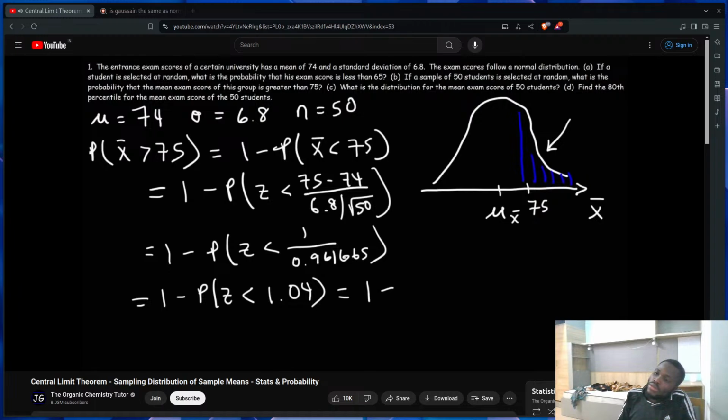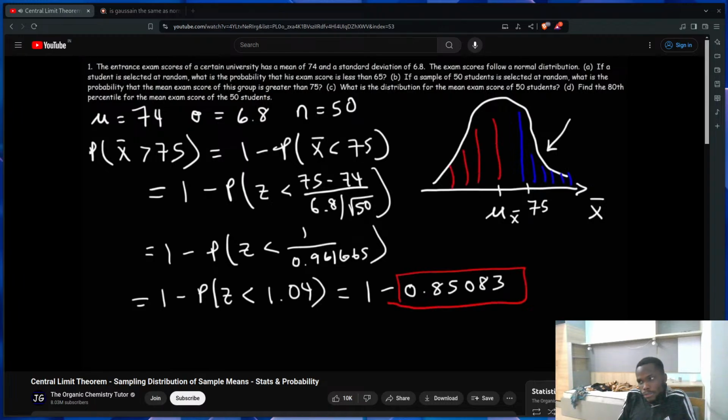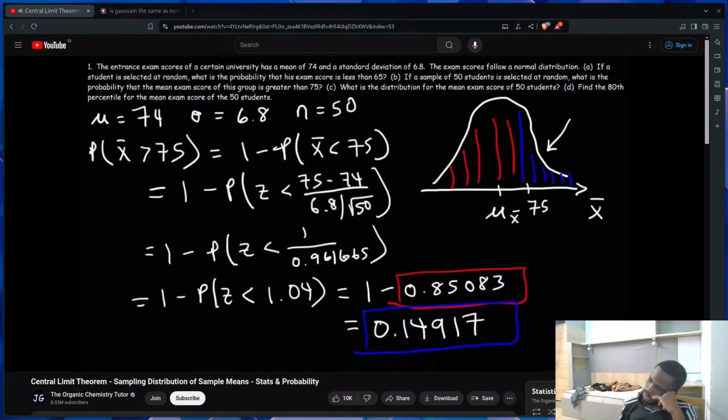Now a z-score of 1.04 corresponds to an area to the left, that's this region, of 0.85083. So just keep in mind this value corresponds to the shaded region in red. But when we use that number and subtract it from 1, we're going to get the area in blue, which is what we want. So the final answer is 0.14917. So what this means is that there's a 14.9% chance that if we select a sample of 50 students, the mean exam score is going to be greater than 75.